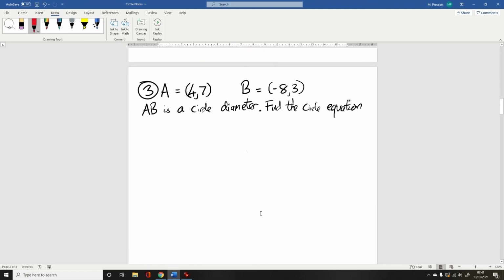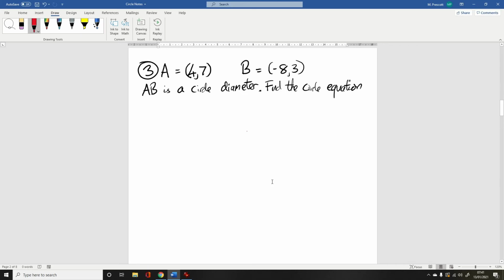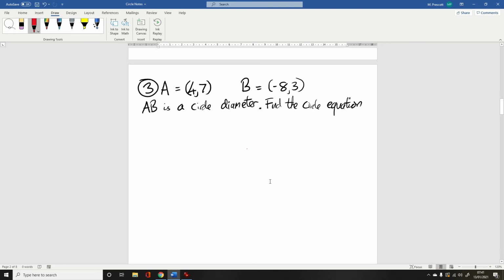Okay. One more question to consider. So we've got A is (4, 7), and B is (-8, 3). Am I right in saying one more question? I am. AB is a circle diameter. We want to find the equation of the circle. Now, I generally consider it a good idea with circle questions to sketch out the scenario you're being told.